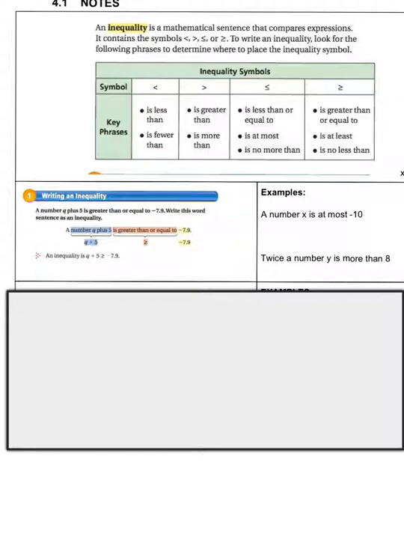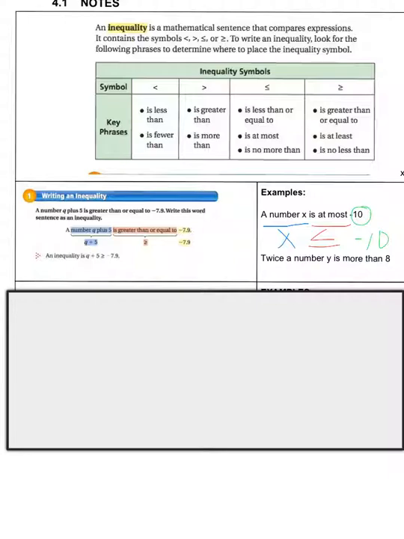Here are 2 more examples that I would like you to add to your notes, please. A number x is at most negative 10. So a number x, I know that's x. It says is at most, so I'm going to go up to my chart. Where does it say is at most? Oh, is at most, so I know I use this symbol. And then negative 10 is just going to be put right there. Pretty simple when you're breaking it up.